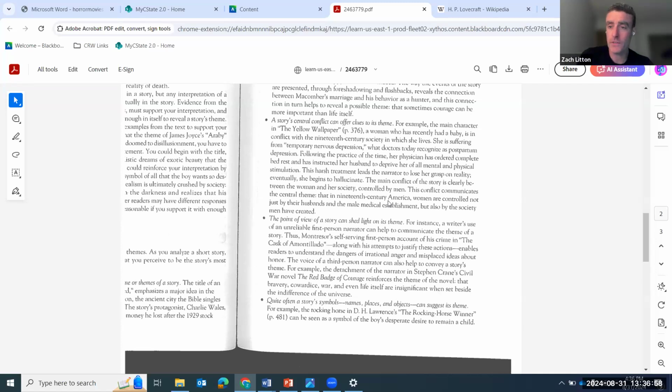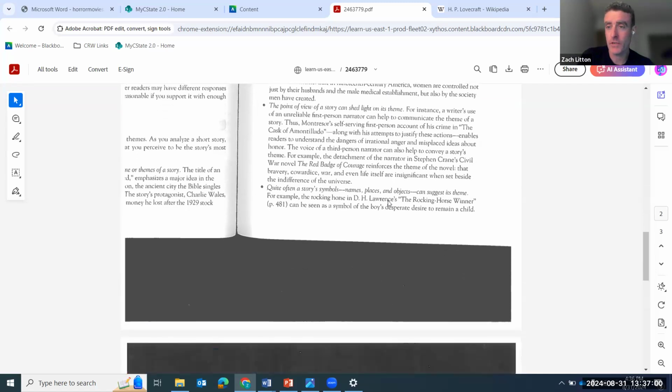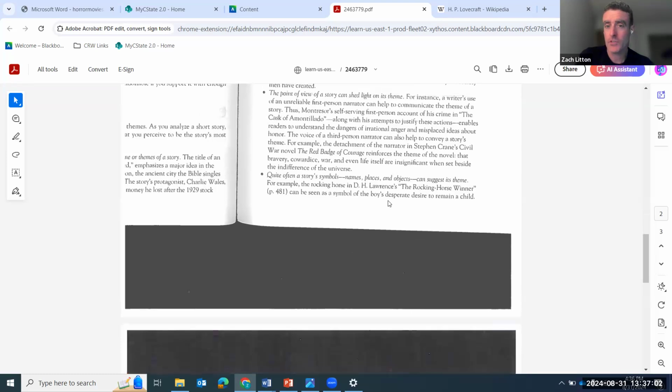And of course, point of view is a big deal. Point of view can be used to change the way a story reads or change the meaning. I think one of the examples they use here is the famous Cask of Amontillado by Edgar Allan Poe. Is our narrator a trustworthy narrator? It's told from Montresor's perspective, and we don't know for sure whether he's telling us the truth.